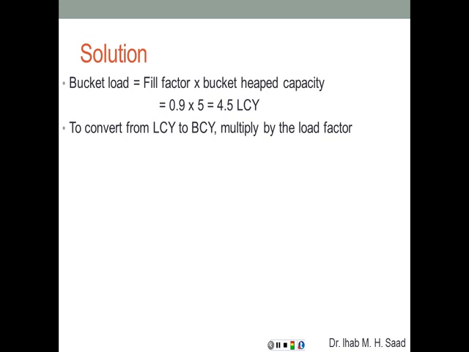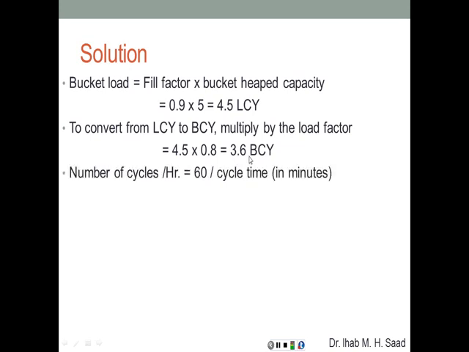Then to convert from loose cubic yards to bank cubic yards, we multiply by the load factor. So 4.5 loose cubic yards times 0.8 gives us 3.6 bank cubic yards. So the capacity per cycle is 3.6 bank cubic yards. The next part is how many cycles can we have per hour? Number of cycles per hour is 60 minutes divided by the cycle time in minutes. But we were given the cycle time in seconds, which is 90 seconds, or in minutes, which is 1.5 minutes. So 60 divided by 1.5 gives 40 cycles per hour.